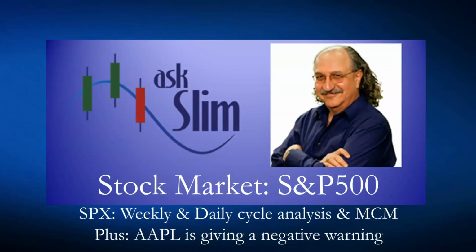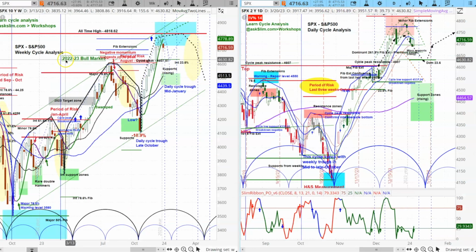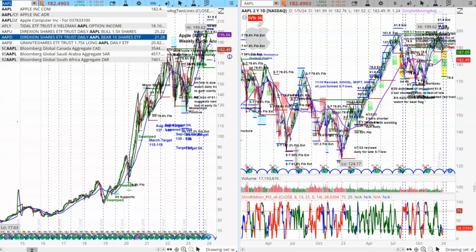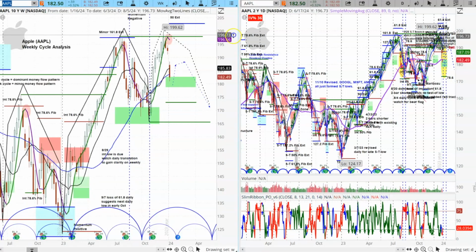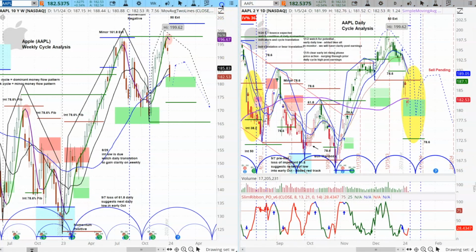I said to you that I also wanted to look at Apple, which I'm going to do because I think it's giving negative warnings, and I give a nice cycle analysis lesson here when I move from the S&P 500 to AAPL. So here are the Apple charts. Again, we're side by side over here, looking at weekly and looking at daily. Let's look at the weekly first.